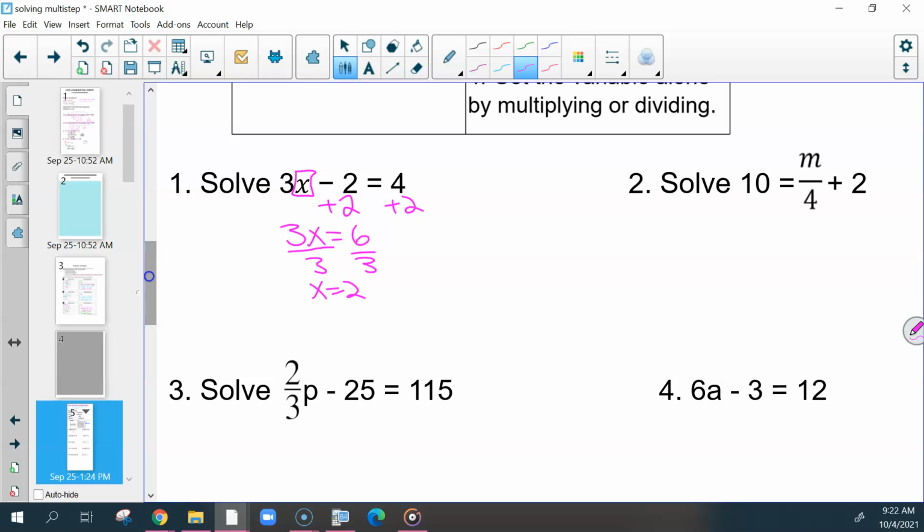Now we're going to go back and make sure that this solution actually works for this problem. So I'm going to put 2 back in for x and make sure it works. So we should always be checking our work. 3 times 2 is 6. 6 minus 2 is 4. That does work. That was supposed to be a check, not a V.